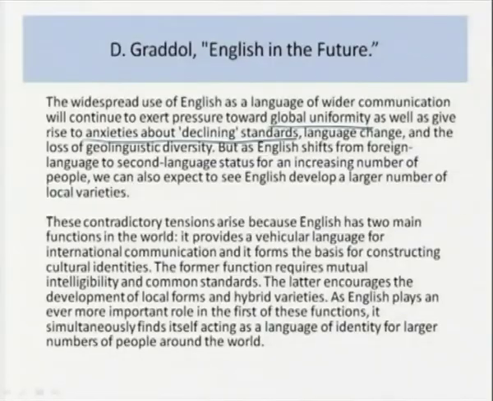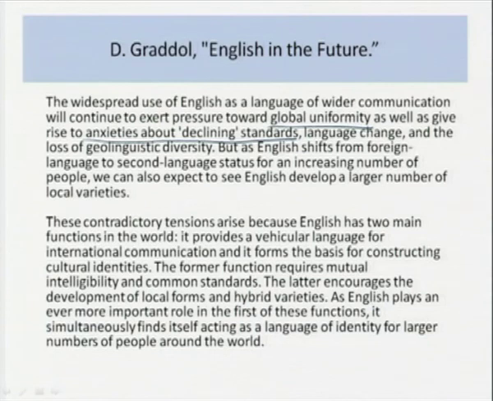Then he goes on to say, but as English shifts from foreign language to second language status for an increasing number of people, we can also expect to see English develop a larger number of local varieties. This is a point that we will take up further in the lecture on World Englishes. Now, we know that Graddol has raised this question of contradiction, the contradictory pulls.